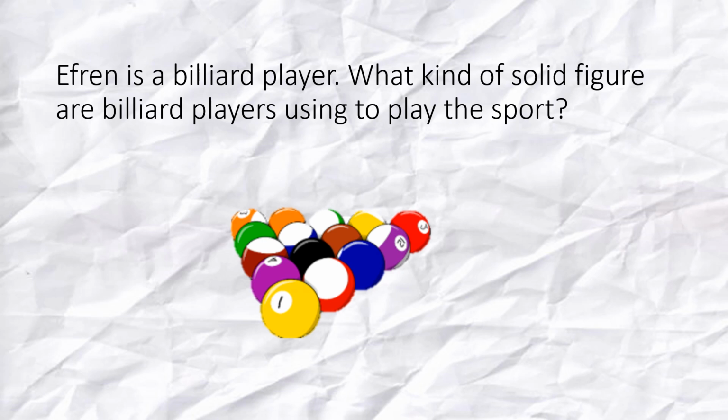Efren is a billiard player. What kind of solid figure are billiard players using to play the sport? A billiard ball has no edges and vertices, just like what you see here. Thus, this kind of solid figure is a sphere.